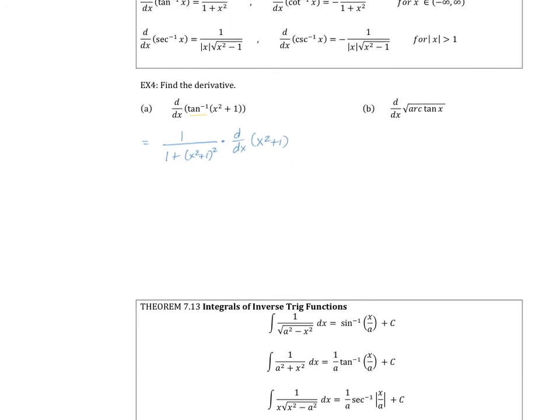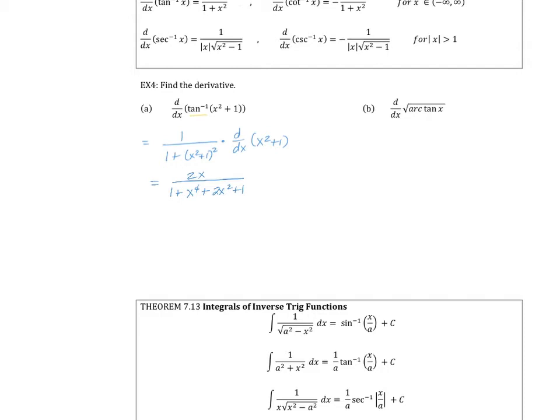So the derivative of x squared plus 1 is just 2x. And this becomes 2x over, and now typically I would say you can just stop there, but in the denominator, I'm going to multiply this out because I will be able to combine some like terms, so it will simplify a little bit. So this is going to be x to the 4th plus 2x squared plus 1.